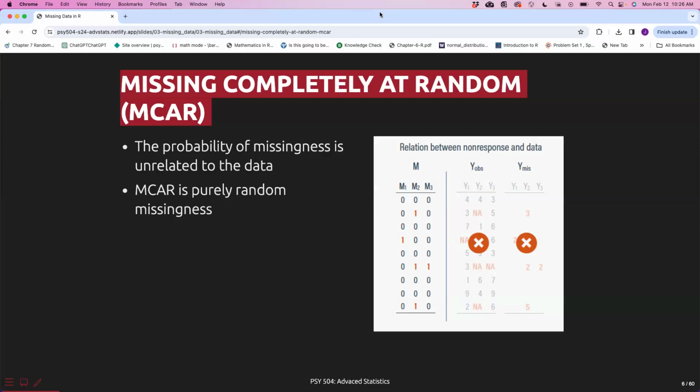And as experimentalists, we have probably encountered MCAR data before, right? If you're running an experiment, let's say the keyboard sticks or something, and it doesn't record reaction time for some of the trials, that would be an MCAR mechanism. And there's a whole host of other examples as well.